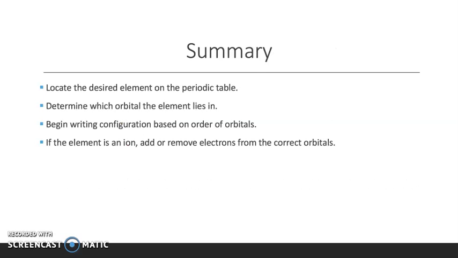So to summarize, it's important that we locate the desired element on the periodic table. From there, we can determine which orbital the element lies within. And from that point, we can begin writing configurations based on the order of the orbitals. And also, if we know that the element is an ion, we can add or remove electrons from the correct orbitals. Like I said, remove electrons from s orbitals before d orbitals. But that pretty much summarizes how to create an electron configuration.